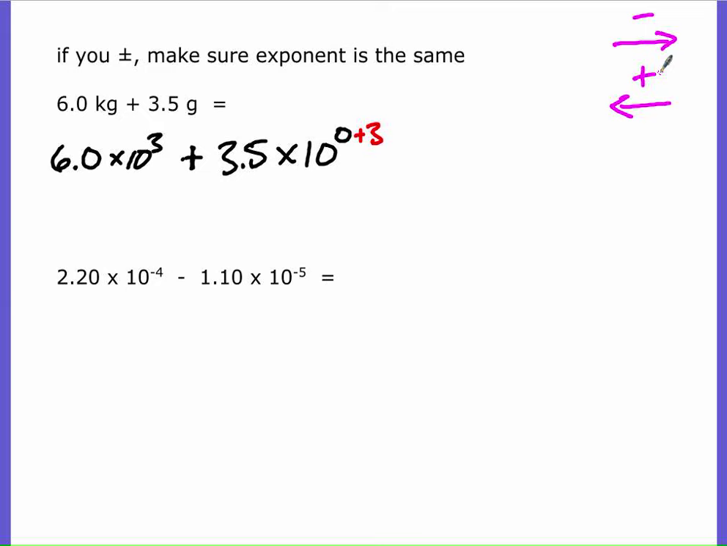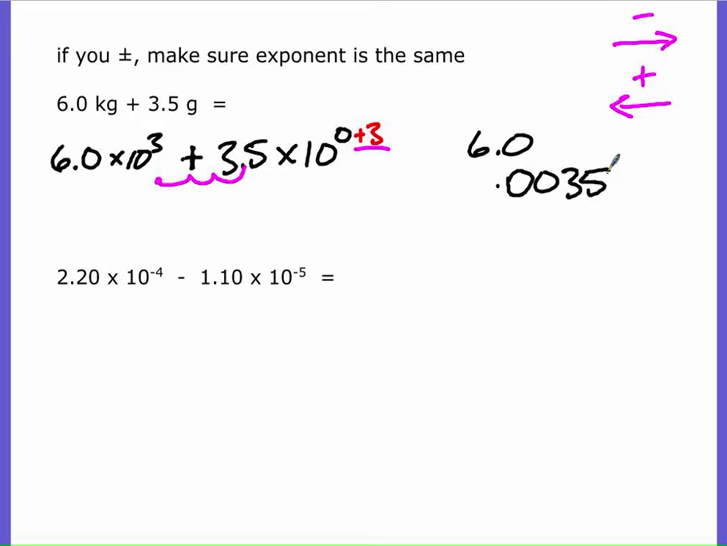If I'm going to add 3 to my 0 to make those exponents match, adding meant move to the left, so I have to move my decimal 3 places to the left. And then I really have this problem, 6.0, and I'm adding 0.035 to that.